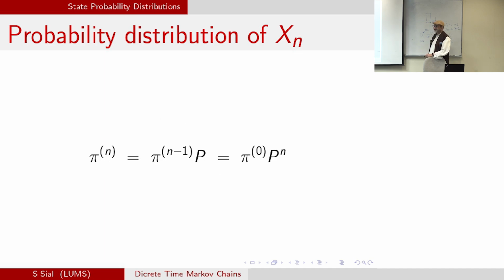Okay, and in general, pi of n is pi of n minus 1 times P, or that's the same as pi of 0 multiplied by P on the right n times.